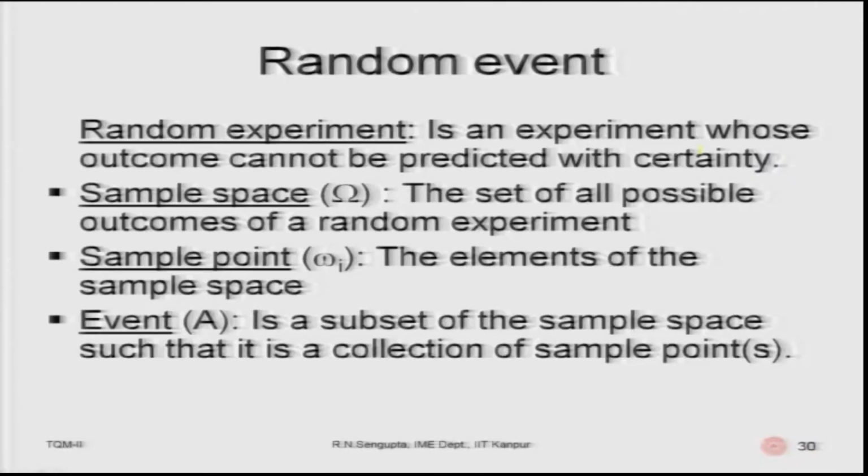Sample space is the set of all possible outcomes of a random experiment, and sample points are the elements of the sample space, based on which you can find how many sample points there are, or they can be infinite in the actual sense. An event is a subset of the sample space, the collection of all the sample points corresponding to the experiment which you are trying to find out.